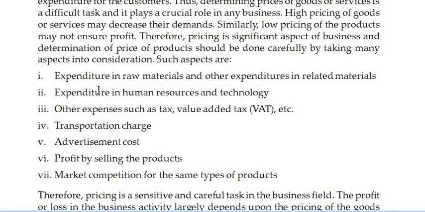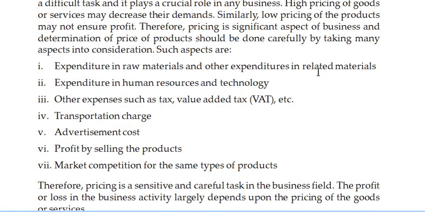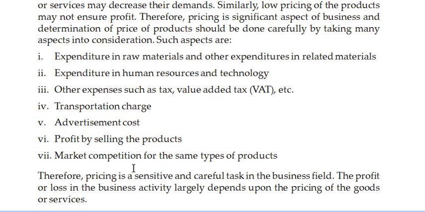Such aspects are expenditure on raw materials and other expenditures on related materials, expenditure on human resources and technology, and other expenses such as tax, value added tax, that is VAT, etc. Transportation charge should also be determined, because while delivering the products, you need the transportation cost also. Advertisement cost you also need. Profit by selling the products: how much profit did you gain by selling the products? That should be kept into consideration.